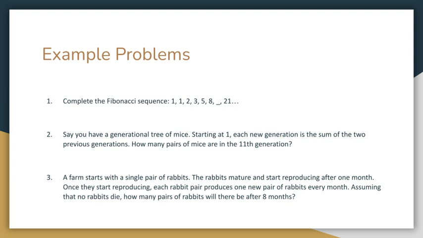Number 3. A farm starts with a single pair of rabbits. The rabbits mature and start reproducing after 1 month. Once they start reproducing, each rabbit pair produces 1 new pair of rabbits every month. Assuming that no rabbits die, how many pairs of rabbits will there be after 8 months?